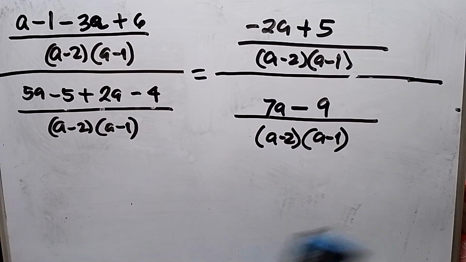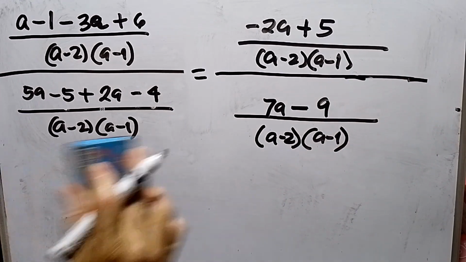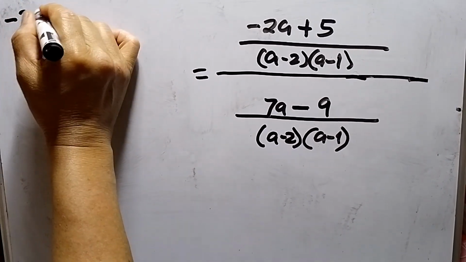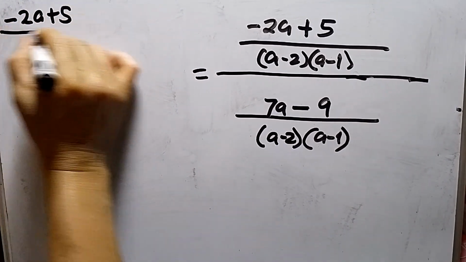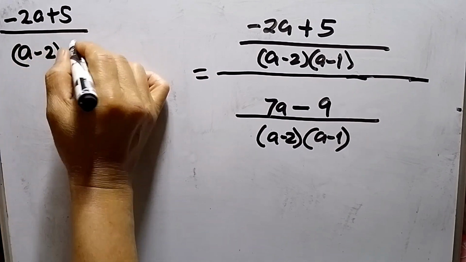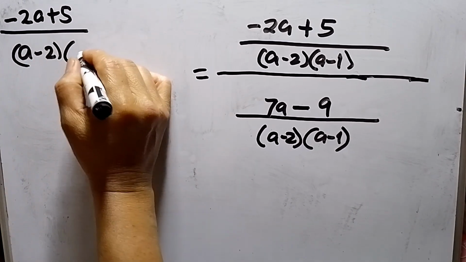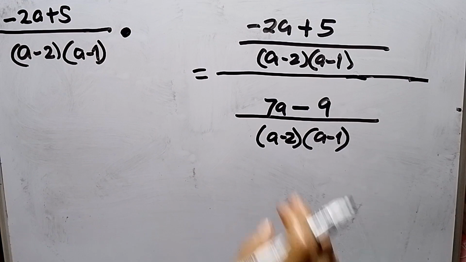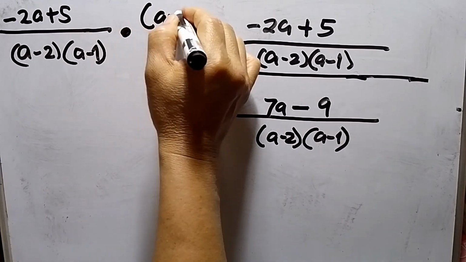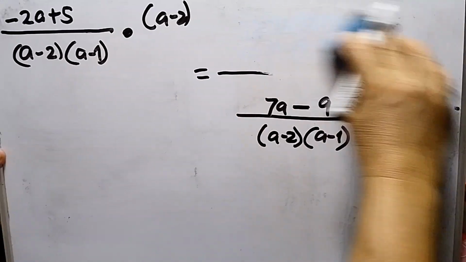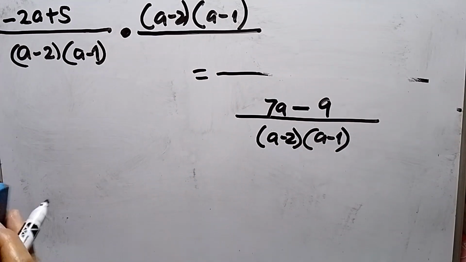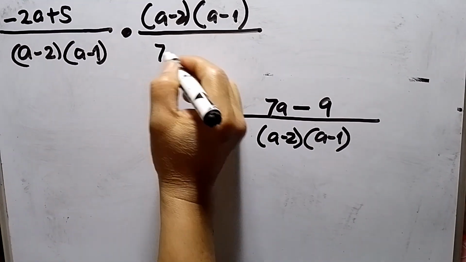Since this is a complex fraction, I need to change the operation to multiplication. So this will be minus 2a plus 5 over a minus 2 and then a minus 1. Then times the reciprocal of the denominator, which is a minus 2 and then a minus 1 over 7a minus 9.